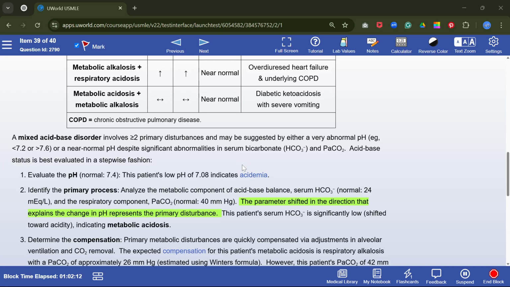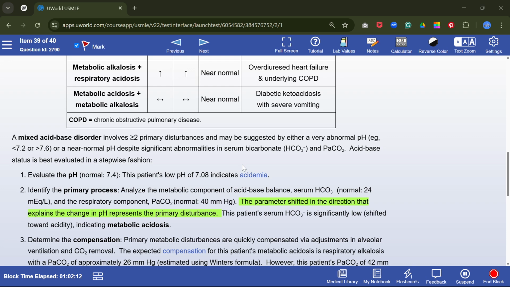So look at the pH first. If pH is less than 7.2 or more than 7.6, think about dual pathology, think about mixed disorder, or normal pH but abnormalities in the serum bicarbonate and PaCO2.